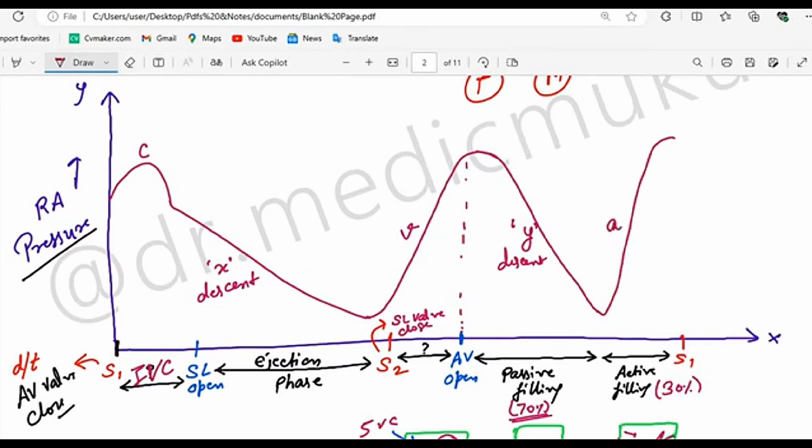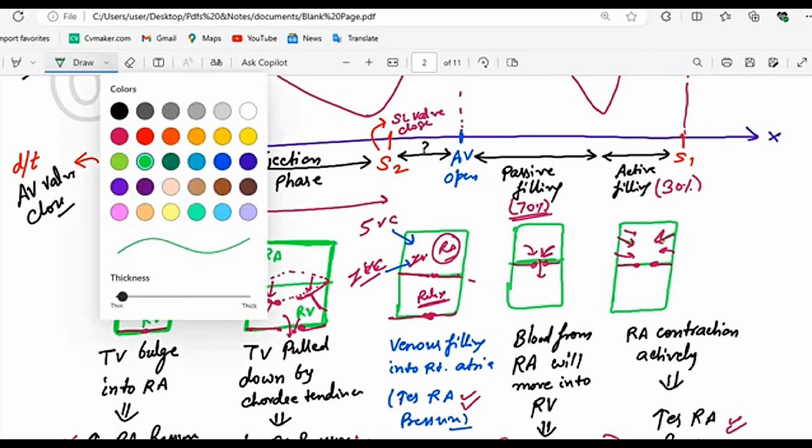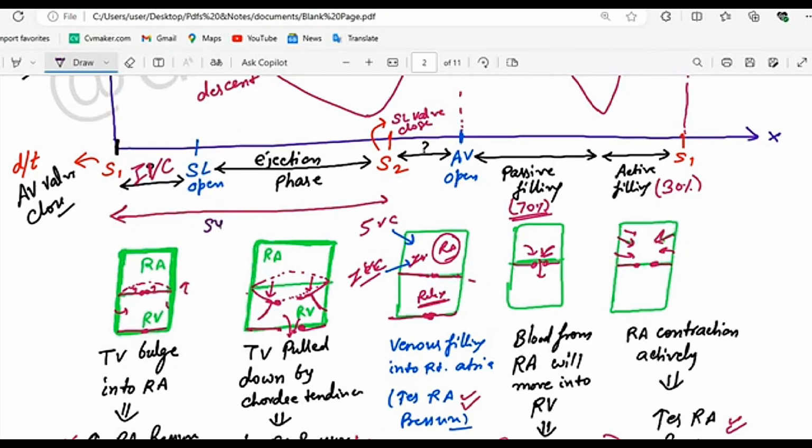So this becomes the A wave, and here we can see that the C wave will start, and S1 means that the AV valve will be closed. Okay, so this is the JVP waveform. Between S1 and S2, this is the systolic phase, and between S2 and S1, this is the diastolic phase.